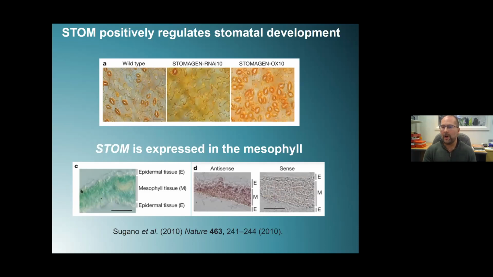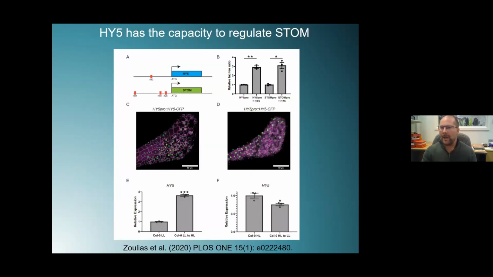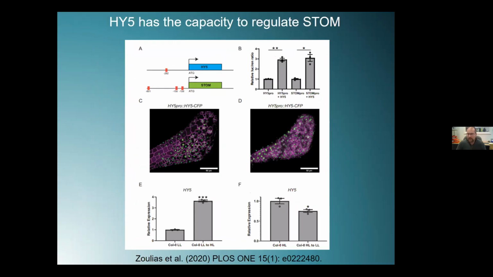This is something that my lab and also the Bergmann lab started to look at. And now I'm going to tell you something where there's a little bit of controversy in the field, or at least, let's just say, results that are different. Both my lab and the other lab had been looking at the stomagen gene, looking at the promoter and at factors that can regulate stomagen. And we both found that within the stomagen promoter were binding sites for a well-known light-regulated transcription factor called HY5.